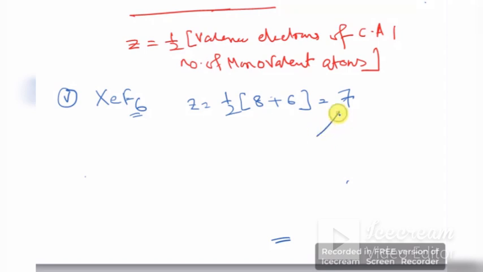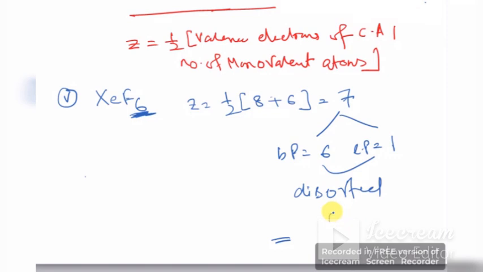And after that, how many bond pairs? Just see the rules. How many atoms are attached? Bonded atoms. This is 6 bonded atoms. Bond pair will be 6. Then the rest of the electron pairs will be lone pairs. 7 minus 6, it will be 1. So 6 1 is a little bit interesting. This is called distorted octahedral.